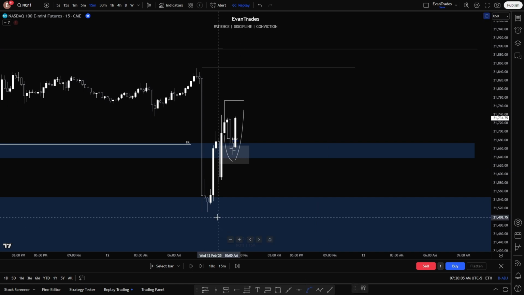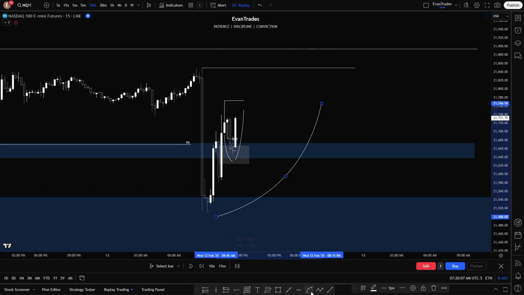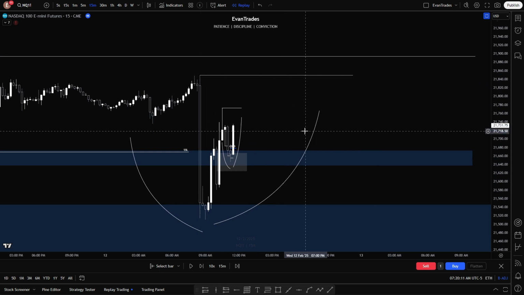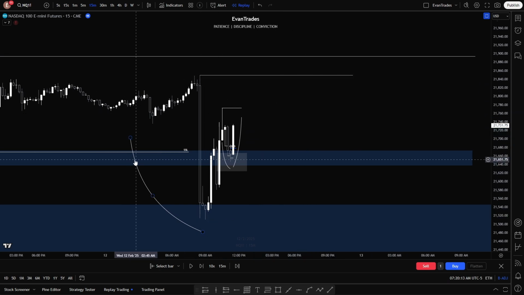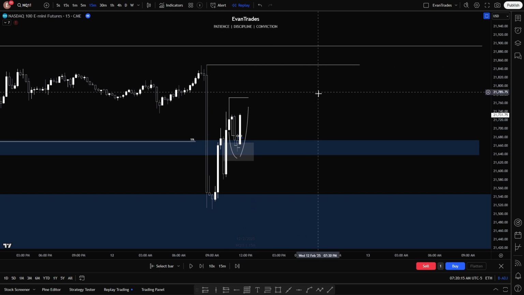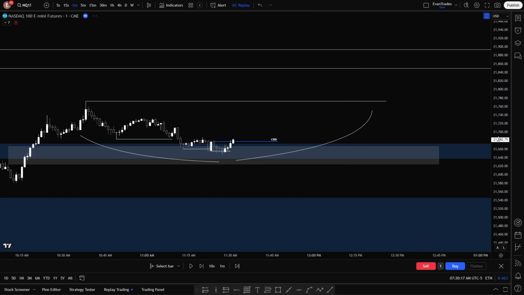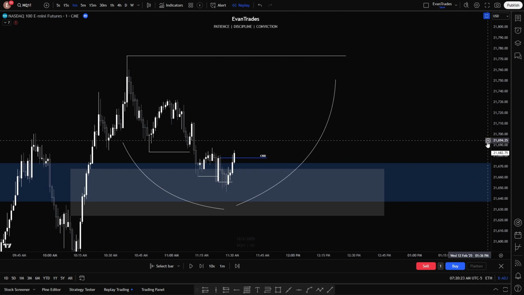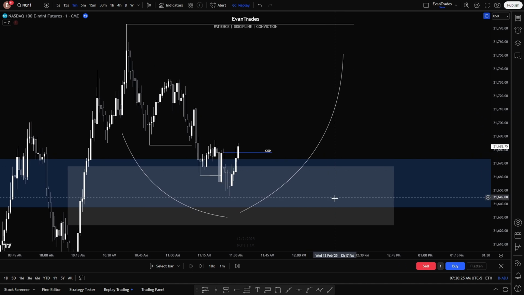We want this to be a market maker buy model right here towards the data eyes, because data eyes always act as a magnet. And then we zoom in again. So we've aligned like 4 or 5 models on their own. So I'm very confident in this trade, right?